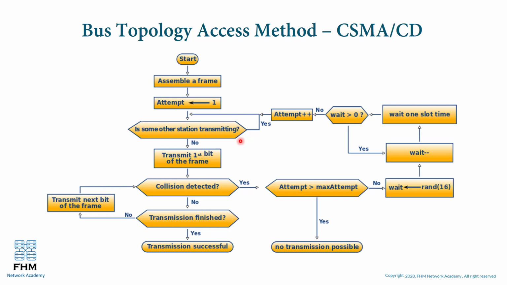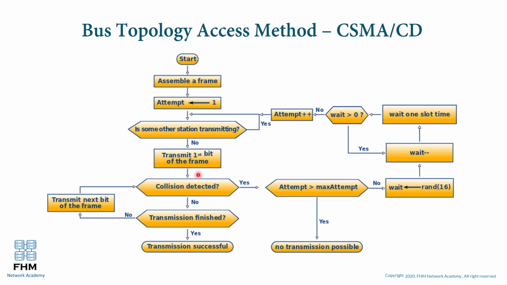So all nodes receive, from their receive pairs, the signals that have been sent through the media. If there is any signal on the media, they have to wait for a random time and again listen to the media. And if the media is clean, the answer to this question is no. The media is clean, so the node starts transmitting the first bit of the frame and again compares the signal that is sent to the signal that is being received.